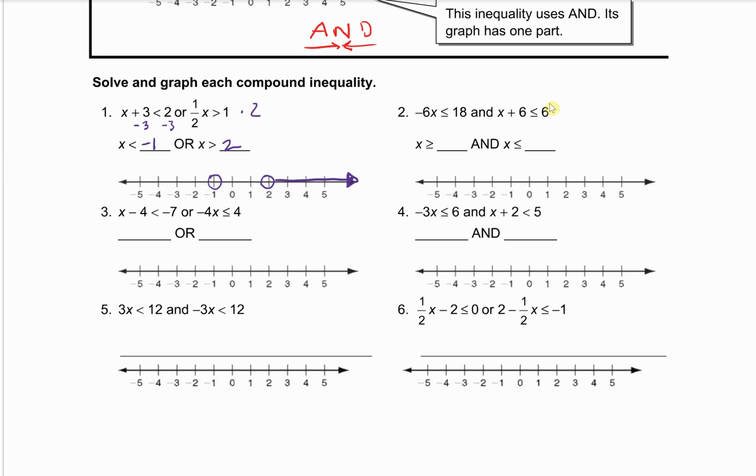And less than negative 1 means I'm going this way. Now, with all of these, you're going to have to graph your answers. But it's just number line graphs. It's not a big deal. Let's look at number 2.